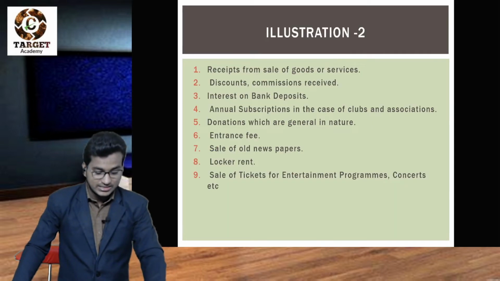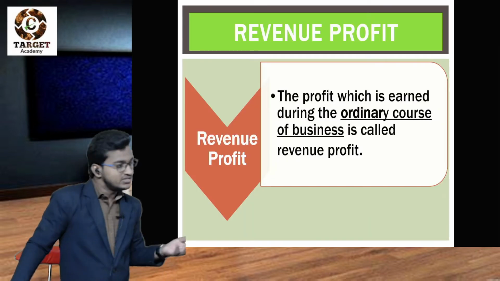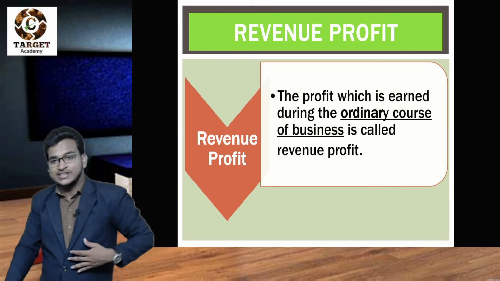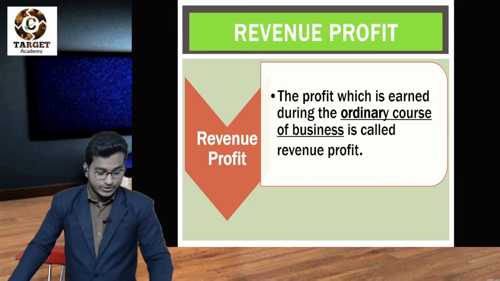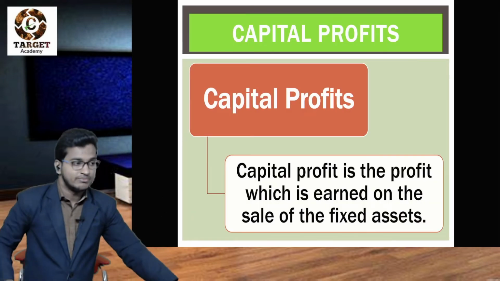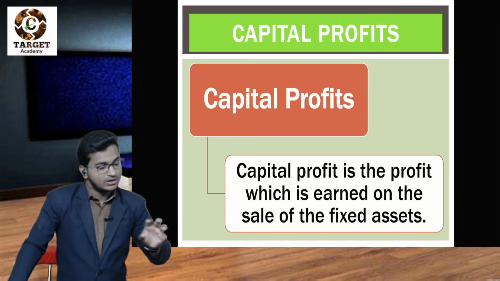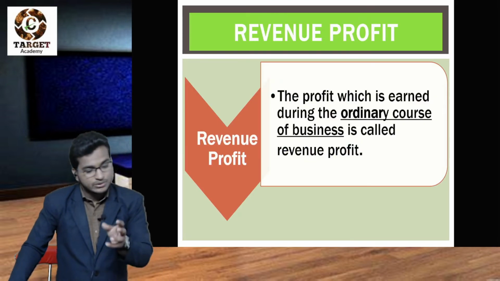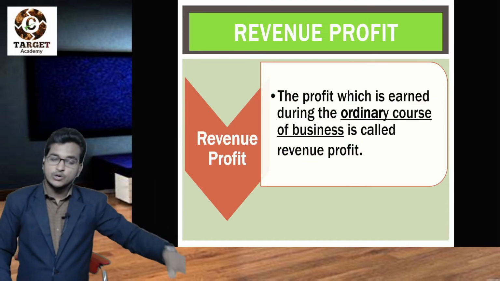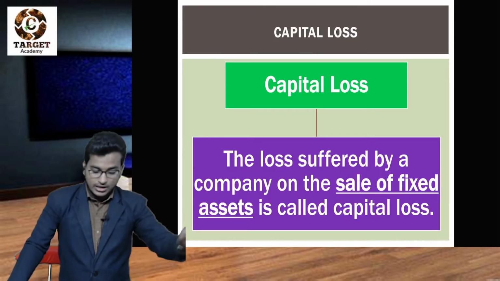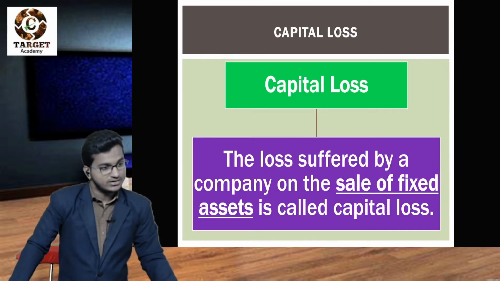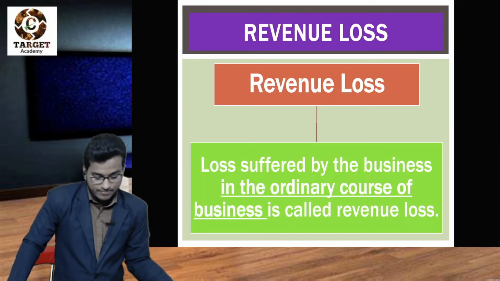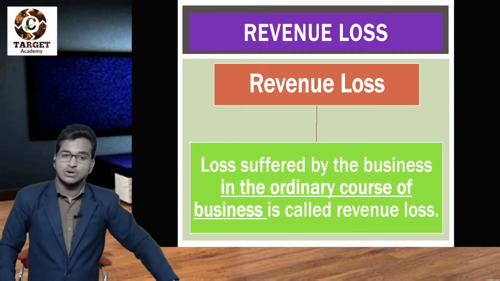Now you can easily guess revenue profit. What is revenue profit? In the ordinary course of business, whatever profit we are earning, that is called revenue profit. Capital profit means profit earned on the sale of fixed asset. Revenue profit means in the ordinary course of business, whatever we have earned, that is called revenue profit. Capital loss, the loss suffered on sale of fixed asset, is capital loss. Revenue loss suffered in the ordinary course of business is revenue loss.